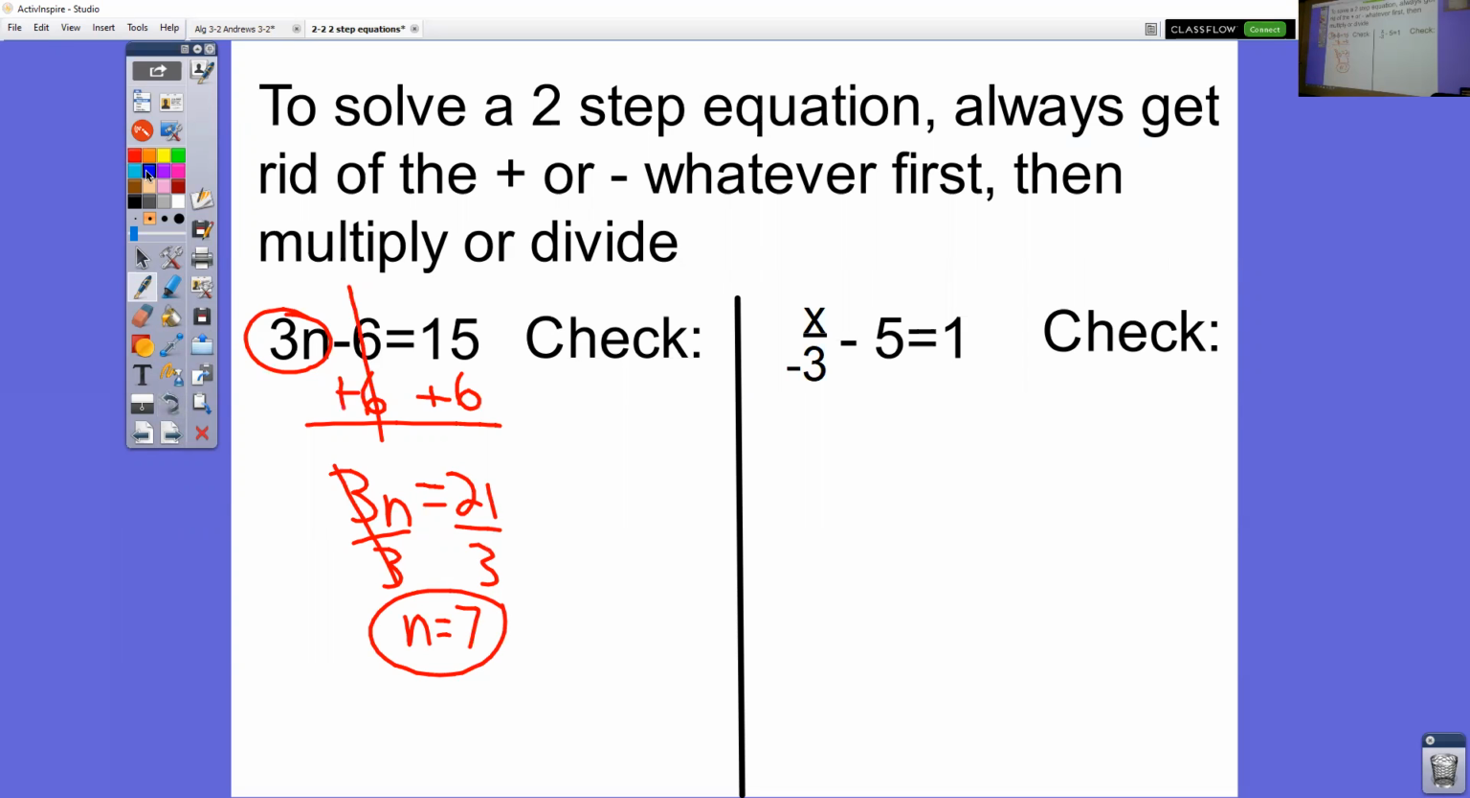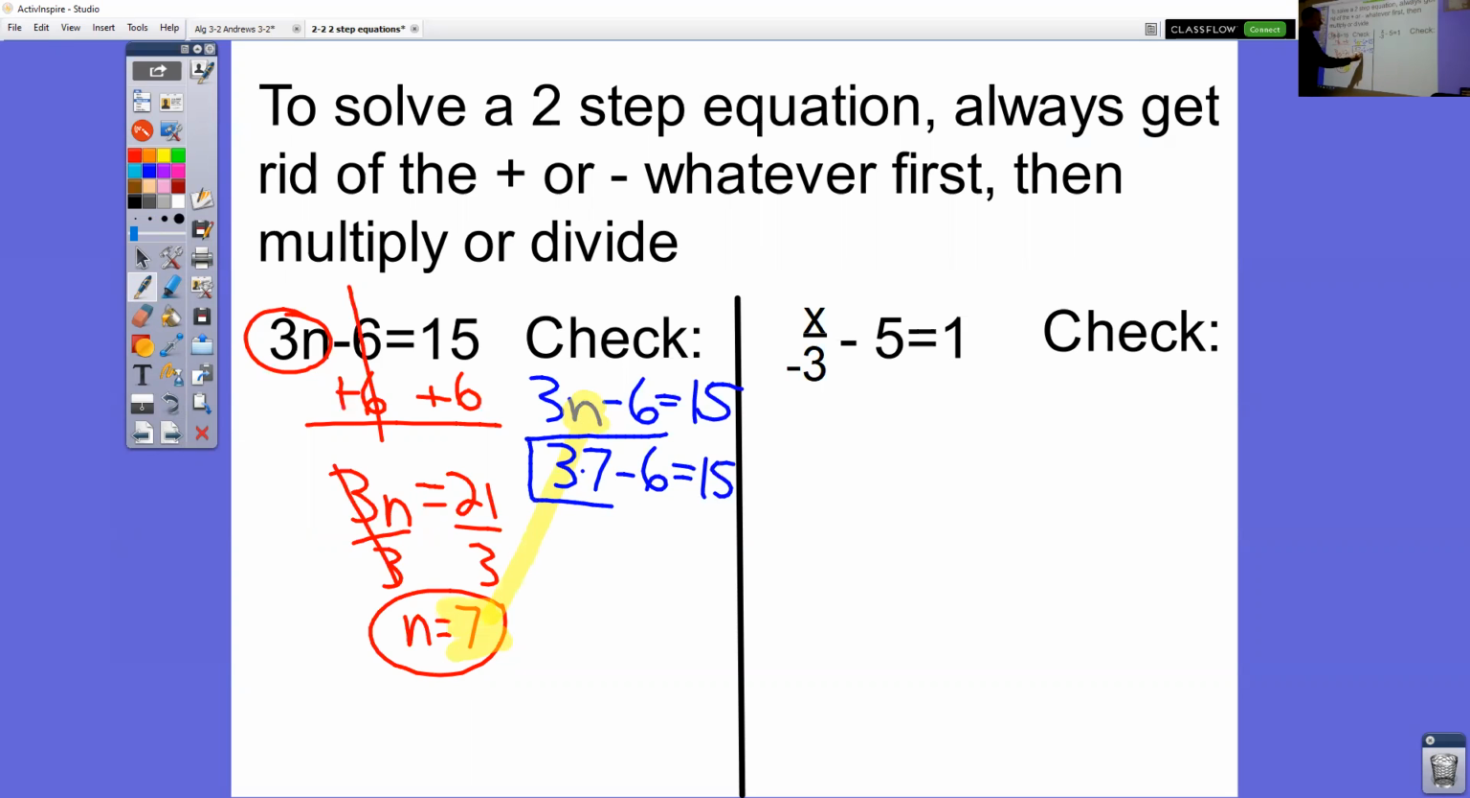Just like one-step equations, we can do checks with two-step equations as well. If I rewrite the question here, all that I'm going to do to check it is take my answer of 7 and sub it in for n. So if I have, instead of 3 times n, I'm going to have 3 times 7 minus 6 equals 15.